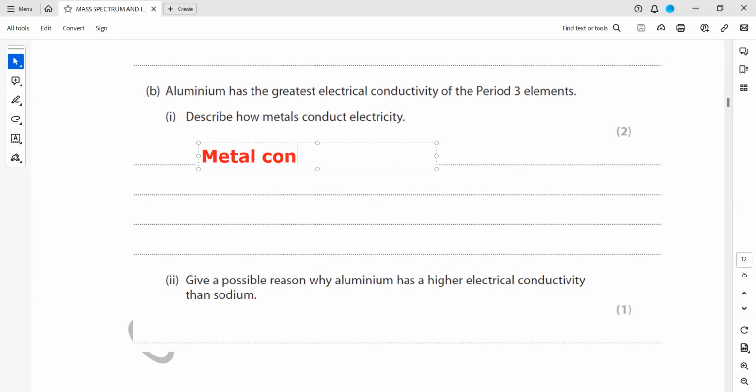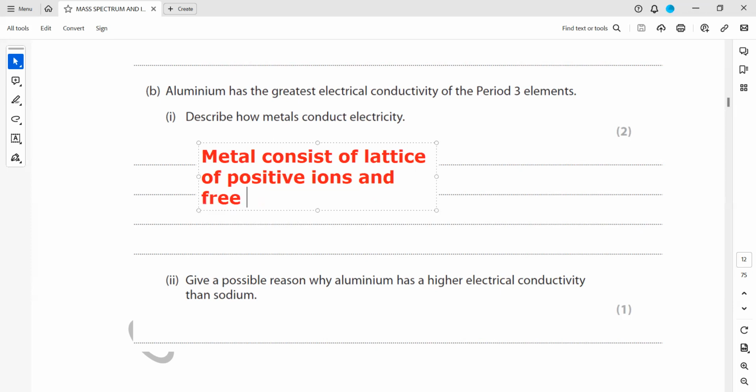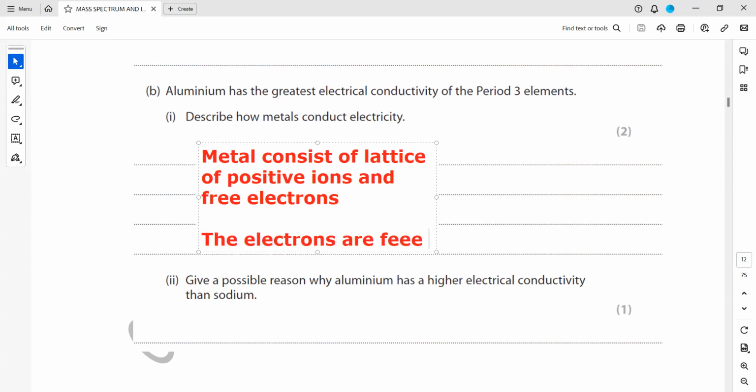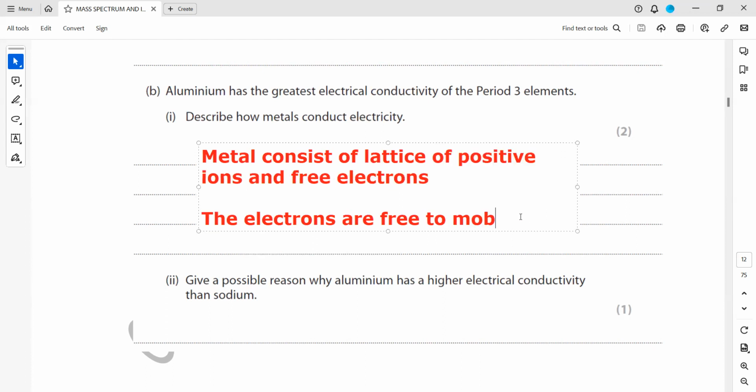So a metal consists of a lattice of positive ions and free or delocalized electrons. The second point: the electrons are free to move within the structure. That's why metals are good conductors of electricity.